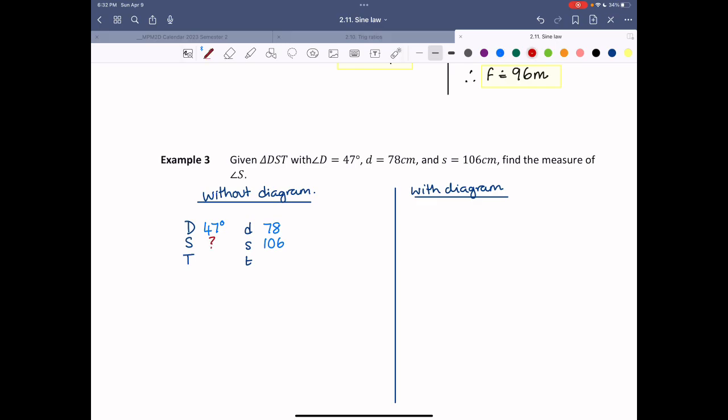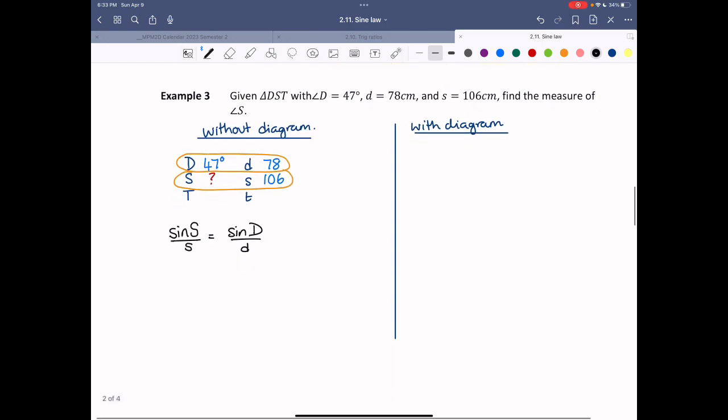So this is fairly easy without a diagram. You can basically highlight the two values that you have opposite each other and the two values where you've got one value that you know and the one that's unknown. And let's set up our sine law. We're starting out with a missing angle this time, and angles are attached to the sine. So sine of S divided by little s will equal sine of D divided by little d. We're using D because we don't have any values given for T.